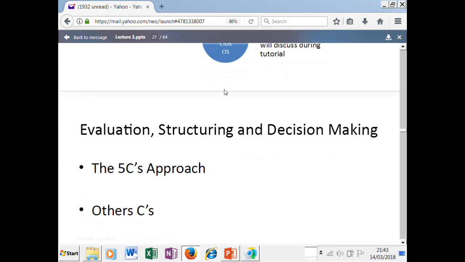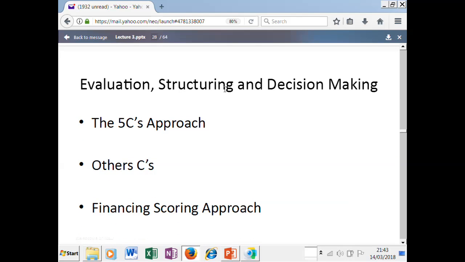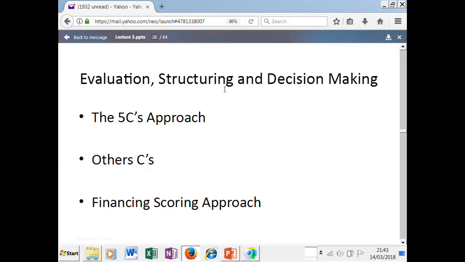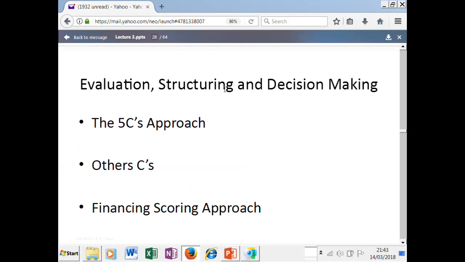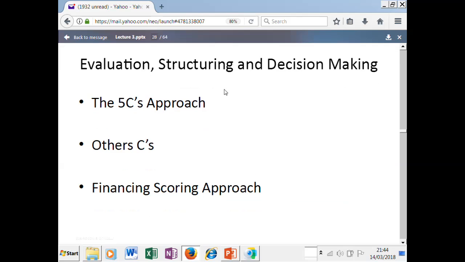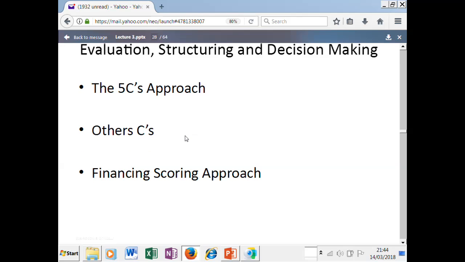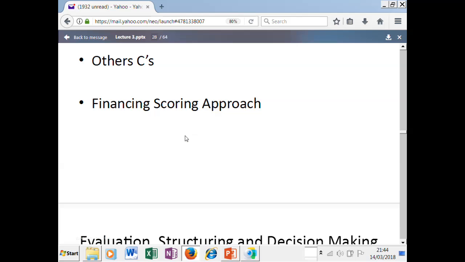Okay, alright. And then evaluation, structuring and decision making. Basically the 5 C's approach. What is the 5 C's? Capital, capacity, condition, collateral, and also character. Okay, the 5 C's, and then other C's, and then also the financing scoring approach.